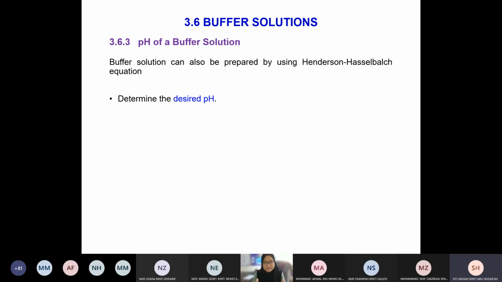Okay, and then once you have decided the acid that you want to use, you kena decide on the concentration. Betul tak? That's why you can use the Henderson as your reference. From the equation, what you kena ada beforehand before you could prepare your buffer solution. Kena ada pH, betul tak? And then kena ada concentration of the acid and the salt. Okay, those kind of thing.